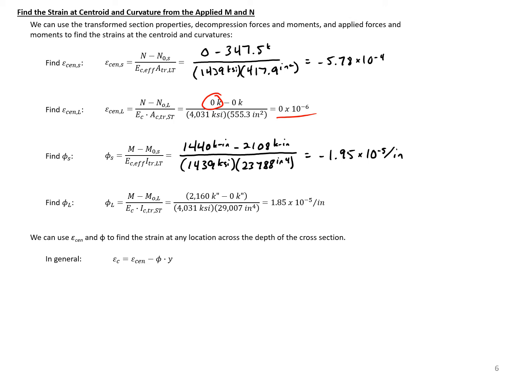We can plug in our values for our live load curvature as well. Remember, our M not sub live load is going to be equal to 0 because we're already taking into account our pre-stressing effects in with our sustained loads. And then we're going to use our I composite transform short term here because our live load is resisted by our composite section. So we can find our live load curvature then to be equal to 1.85 times 10 to the negative fifth radians per inch. So these are the strains at the centroid and the curvatures that we'll use to calculate our strains and our stresses on the next couple slides.